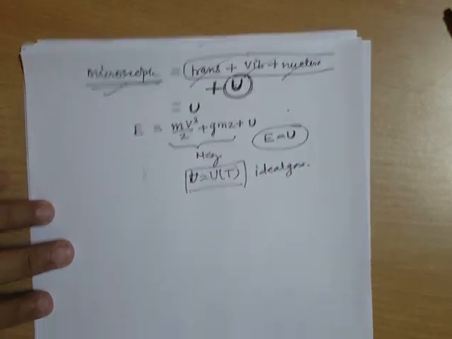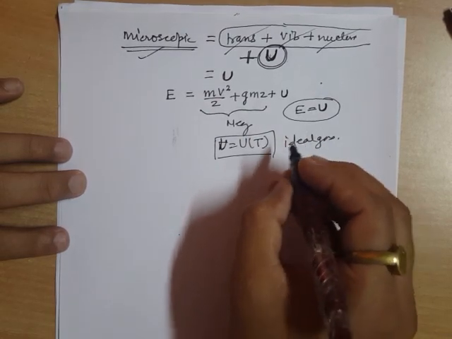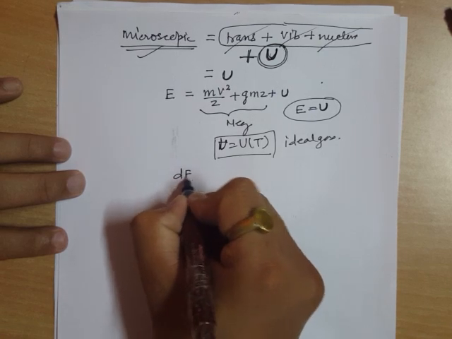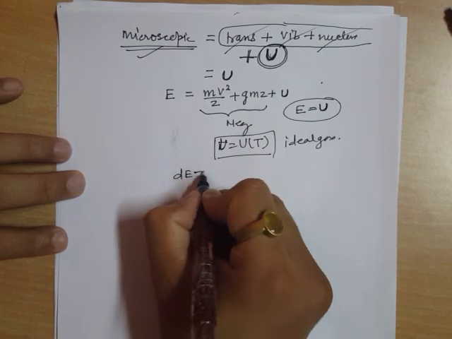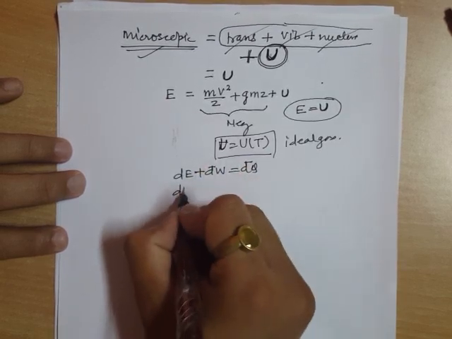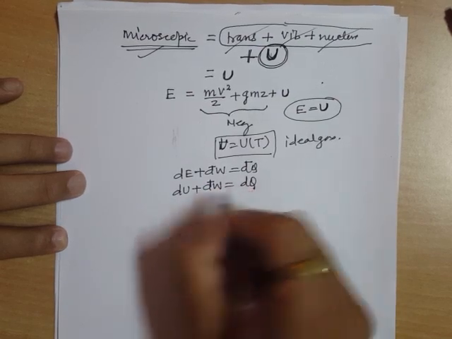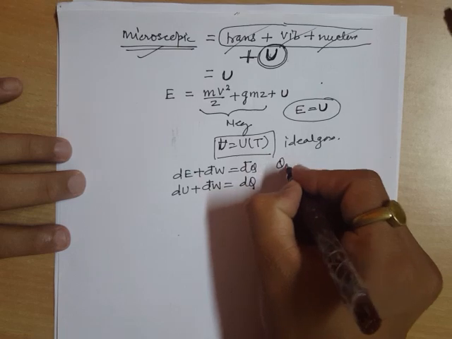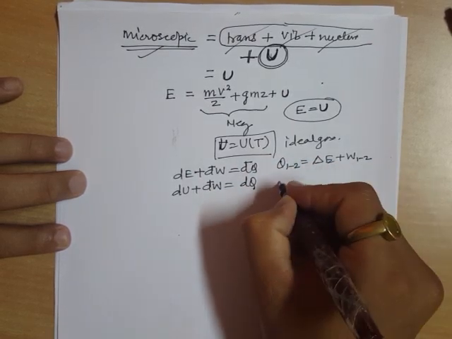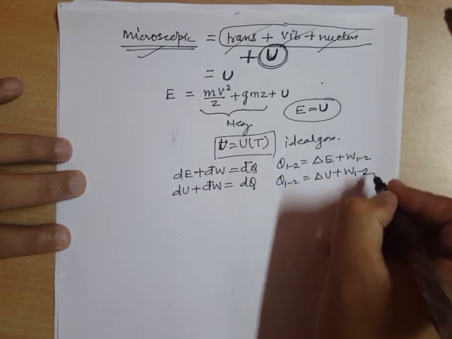So now, if I am interested in writing the first law of thermodynamics for a closed system performing a process, then that can be written as dE plus dW is equal to dQ, or dU plus dW is equal to dQ. In absolute sense, from 1 to 2, Q1-2 is delta E plus W1-2, or Q1-2 is delta U plus W1-2.